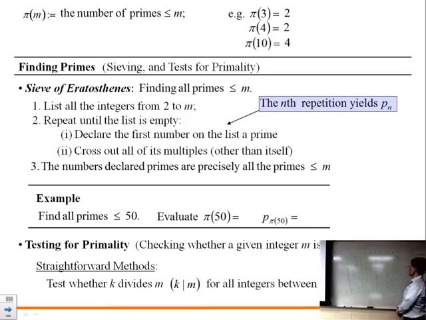So once we get to 11, 11 squared is 121. That's already off the list. So in fact, every single thing that we haven't crossed off yet is prime. So 23, 29. Okay. All of these are prime.